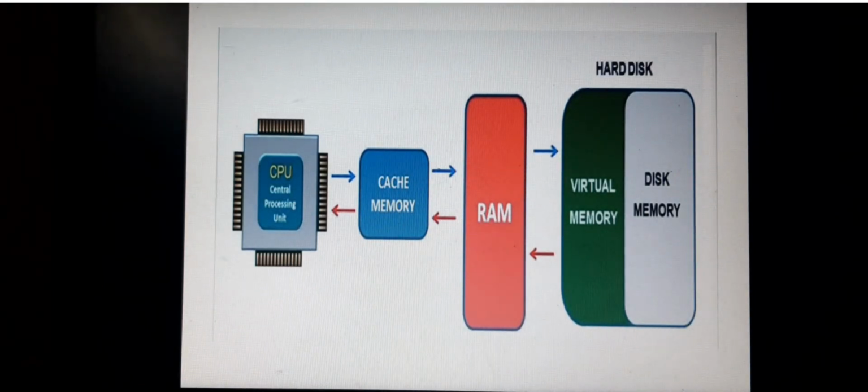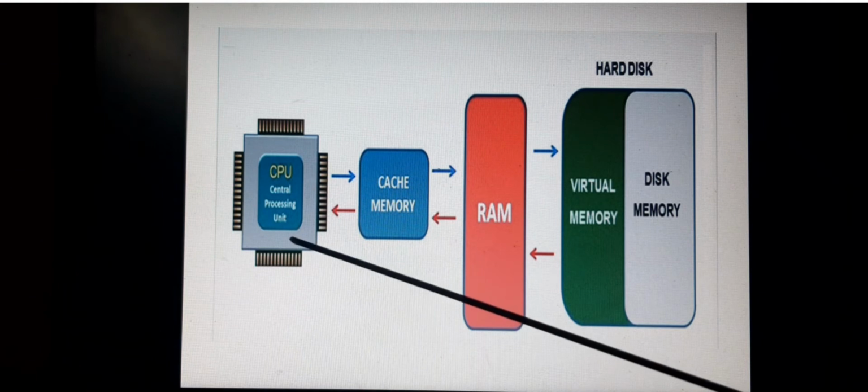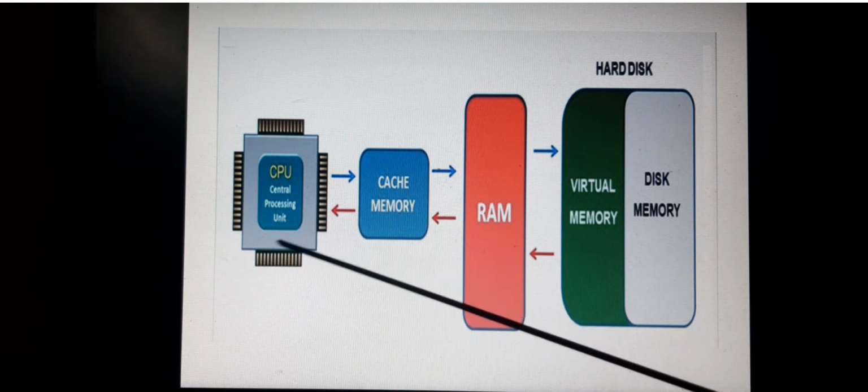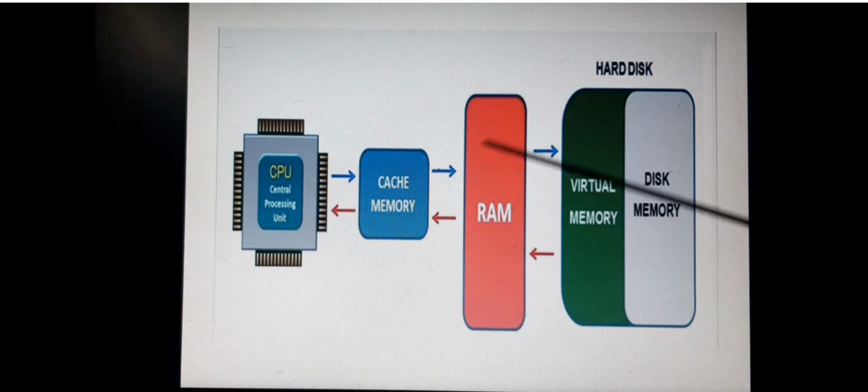So let us discuss this example. As we all know, this is the CPU, and in the CPU there will be registers. This is the cache memory, this is the RAM, and this is the secondary memory. The secondary memory can be anything like magnetic tape, hard disk, pen drive, or anything. So programs will be present here.